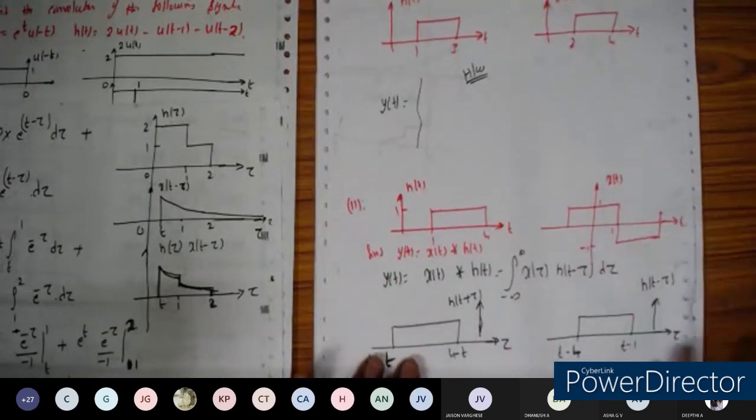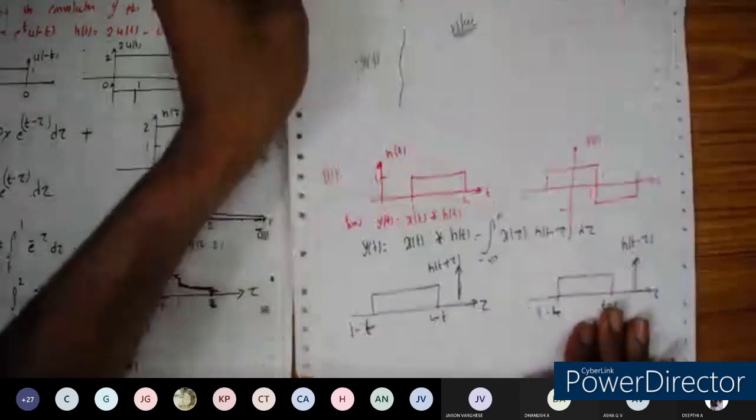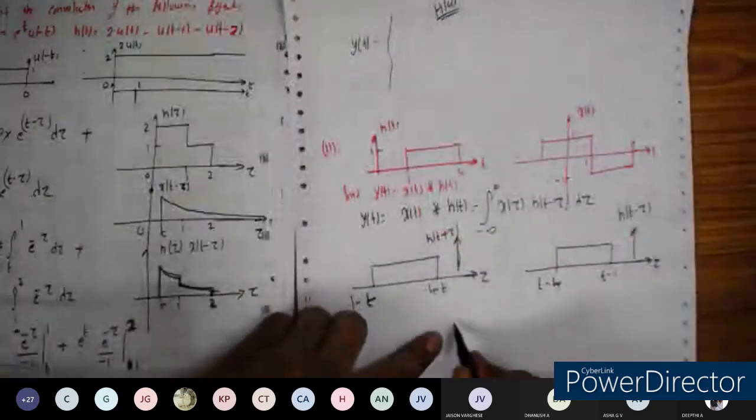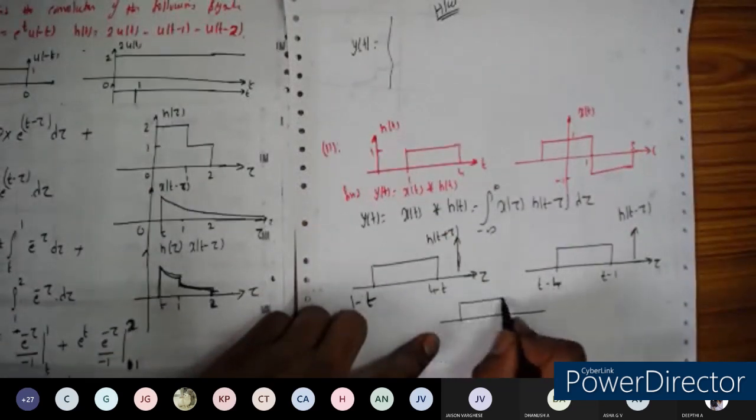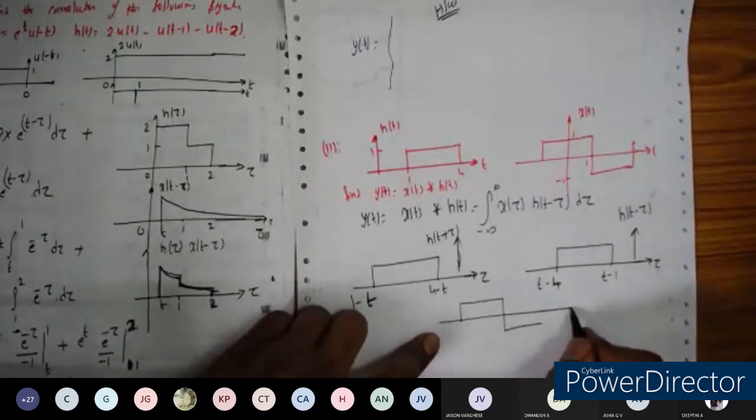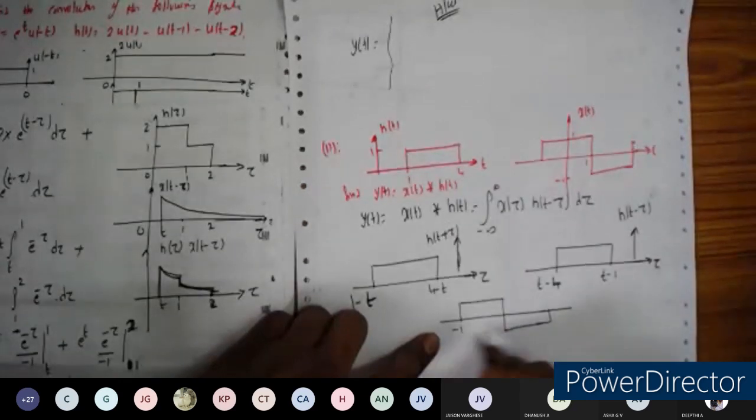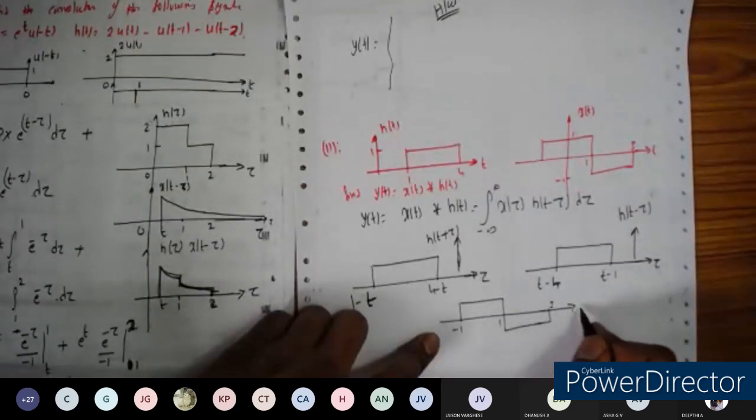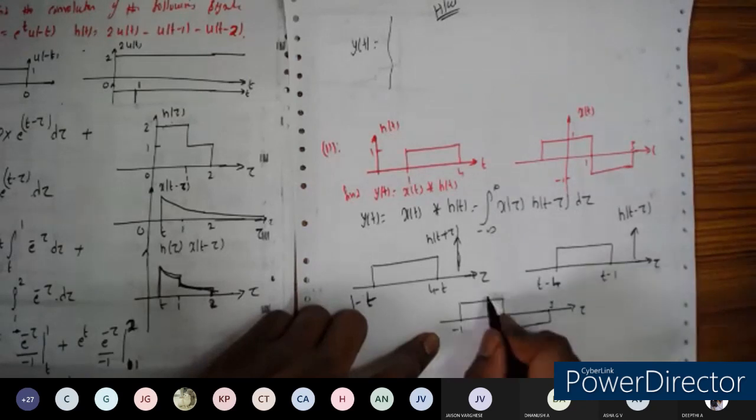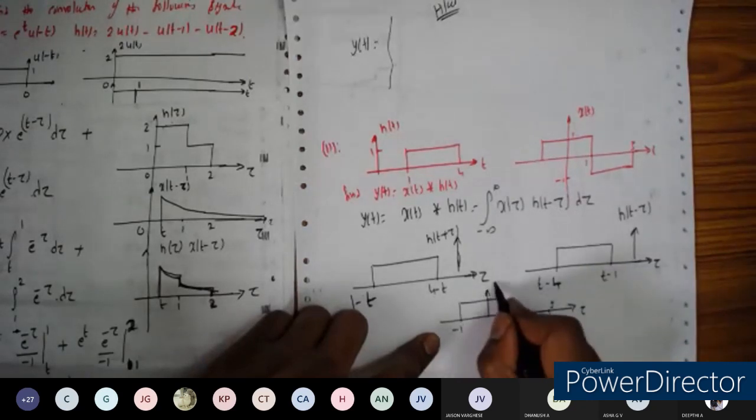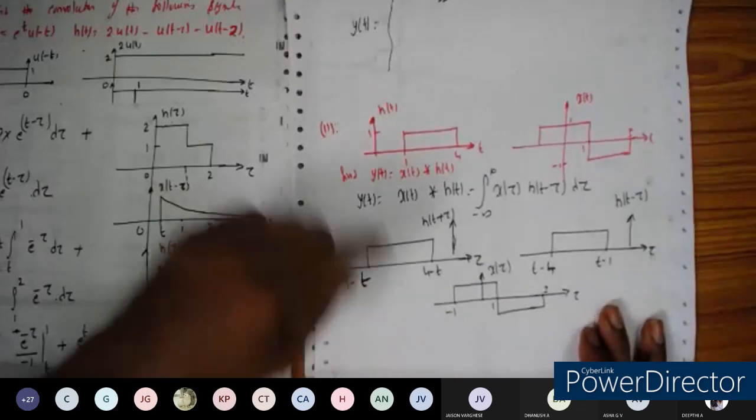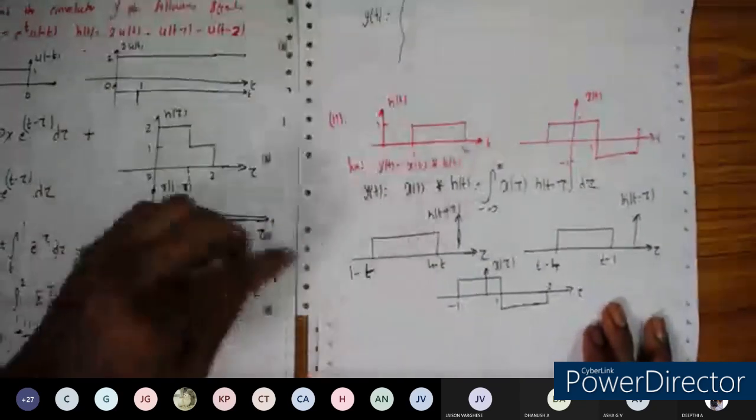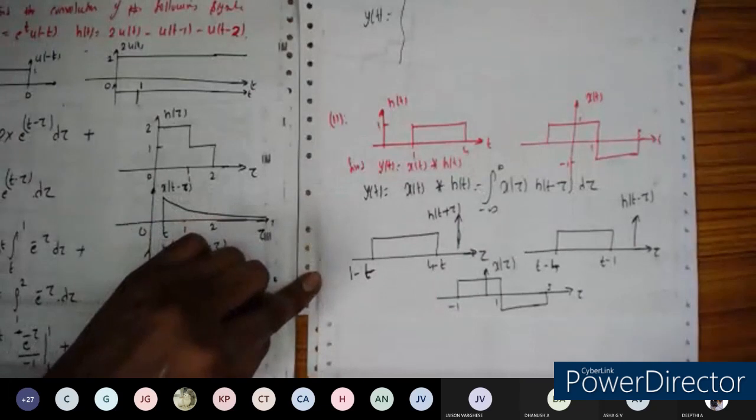And this other signal we can represent as x of tau, from -1 to +1 up to 3. So this is the tau axis. I can call this x of tau. Done. So this is h of t minus tau, and this is x of tau.